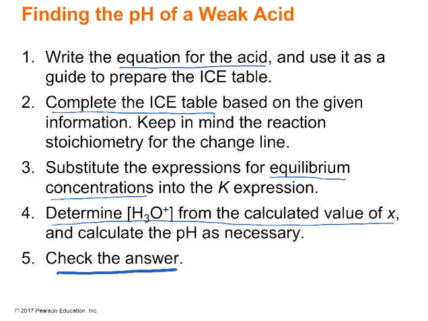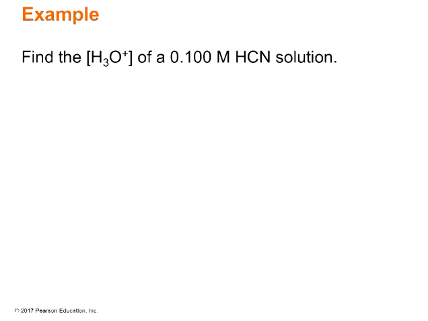Okay, so let's do a practice problem. It's always nice to have these steps handy, but of course, actually doing a problem and working through it is probably the best way to learn the material. So this example comes from your textbook. So if you want to follow along with your textbook, you can. And the example is find the concentration of hydronium ions for a 0.1 molar cyanic acid solution.